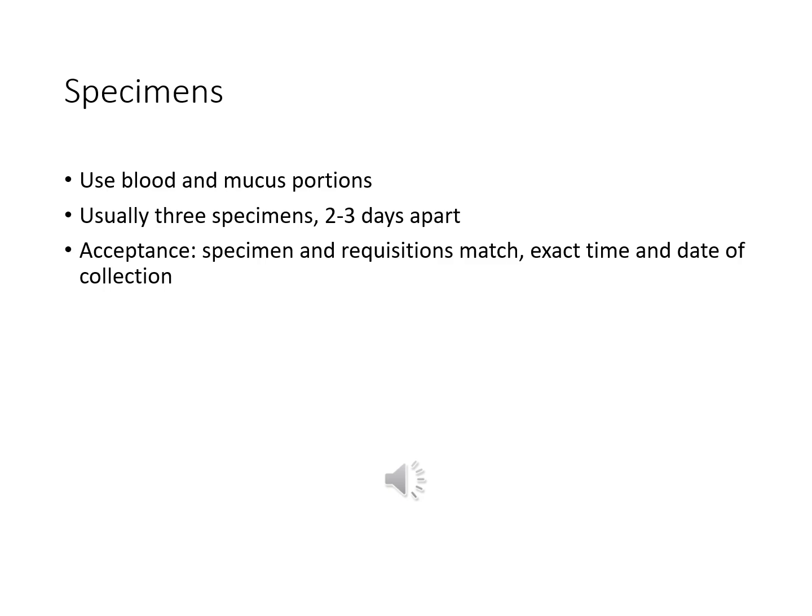When we're looking at stools for parasitology, you'll do a visual or macroscopic observation, looking for bloody and mucus portions of the stool. Usually stool culture, as well as an O&P, will be 3 specimens, sometimes 2 to 3 days apart, depending on how often the patient is going. Acceptance is based on whether the specimen and requisition match with the exact time and date of collection, so be mindful to make sure they match.